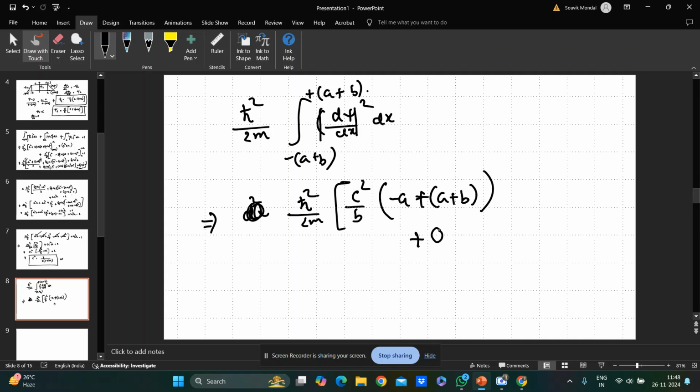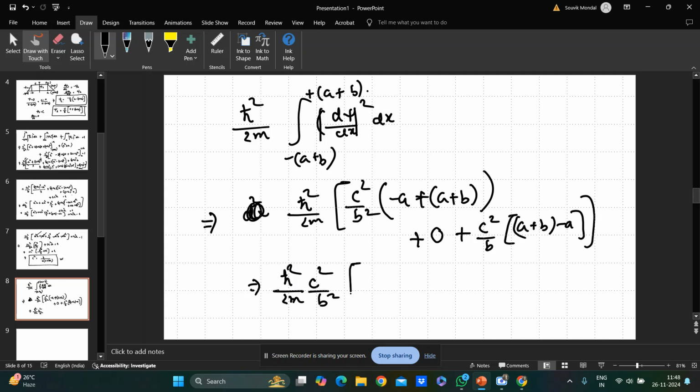For the second region, it is 0, and for the third region, it is again c square by b square into a plus b minus a, which is b. Okay, so h cut square by 2m into c square by b square. Now what is left? There is a b left, and there is again a b left. So 2b. So it is h cut squared by 2 cancel m, b, c square.